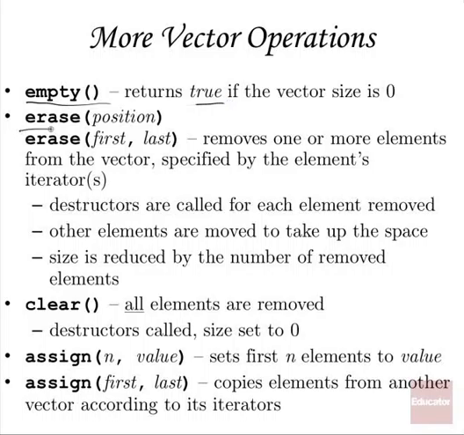Erase either a specific position or a first or last. So based on these iterators, you can actually do the reverse of insert. We go to the specific iterator position and erase it. That object will be destroyed. If it has a destructor, that destructor will be called, and then everything else behind it will be pushed over to close up that space. So destructors are called for each element removed. Other elements are moved to take up the space that used to be there. And the size is reduced by the number of removed elements. The capacity is unchanged.